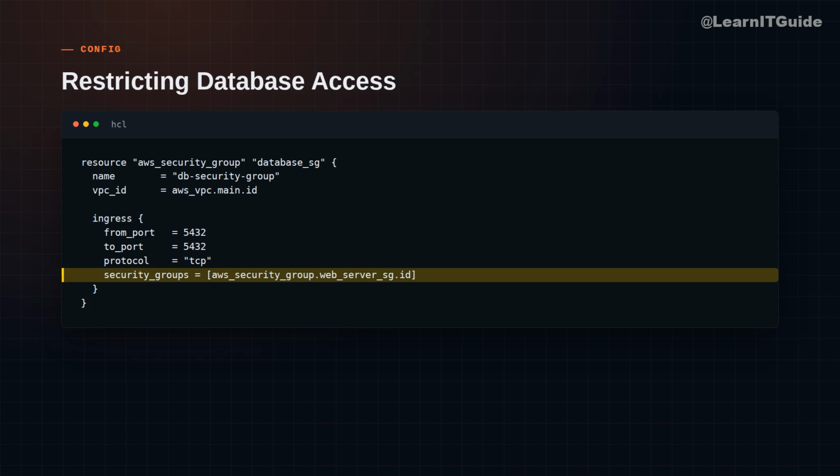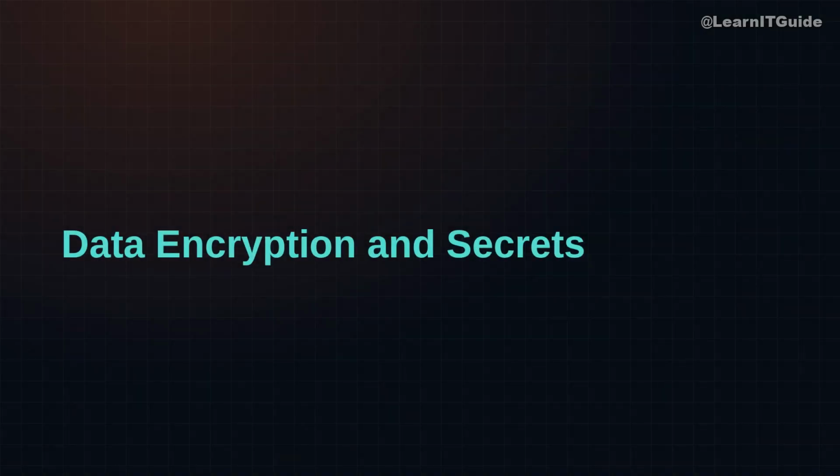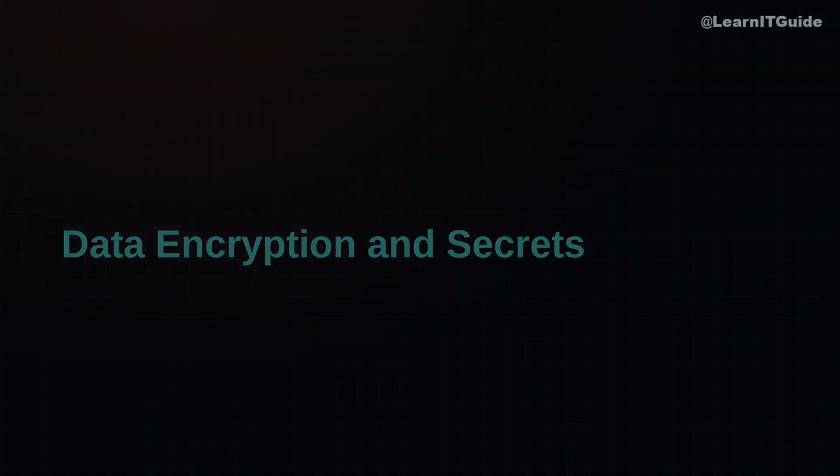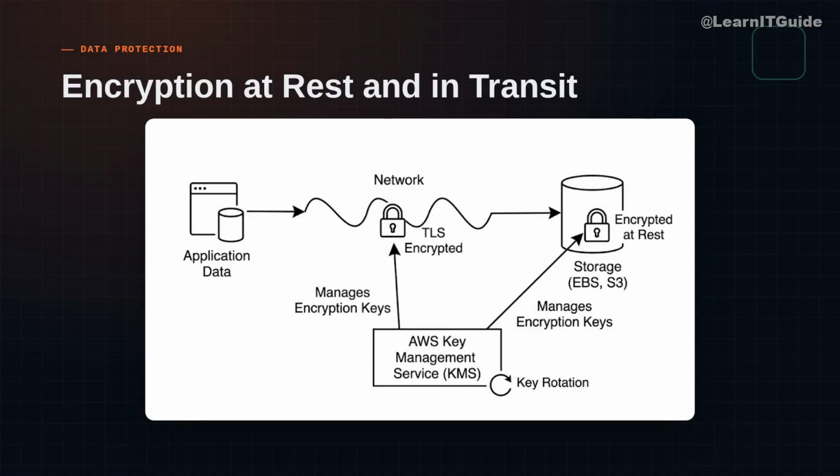This is a much tighter control than simply blocking by IP range. Building on network isolation, let us talk about the data itself. What happens if someone manages to copy your storage volumes or steal your configuration files? The rule for data is simple: encrypt everything.